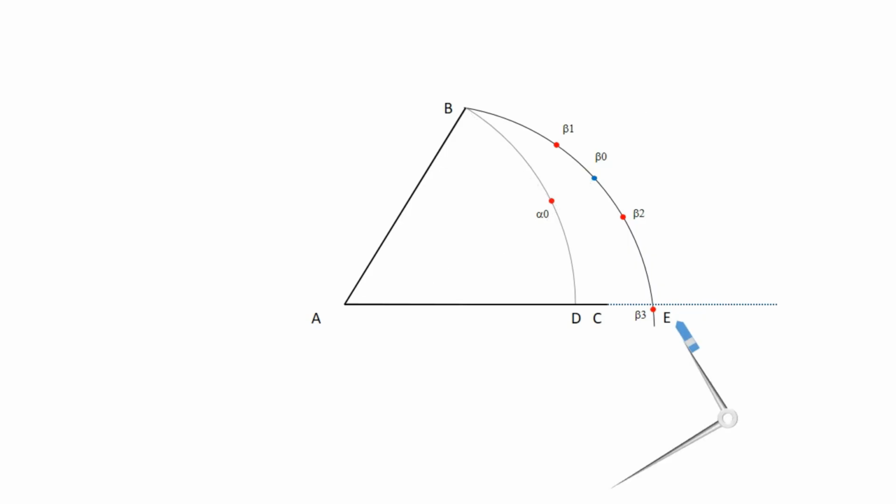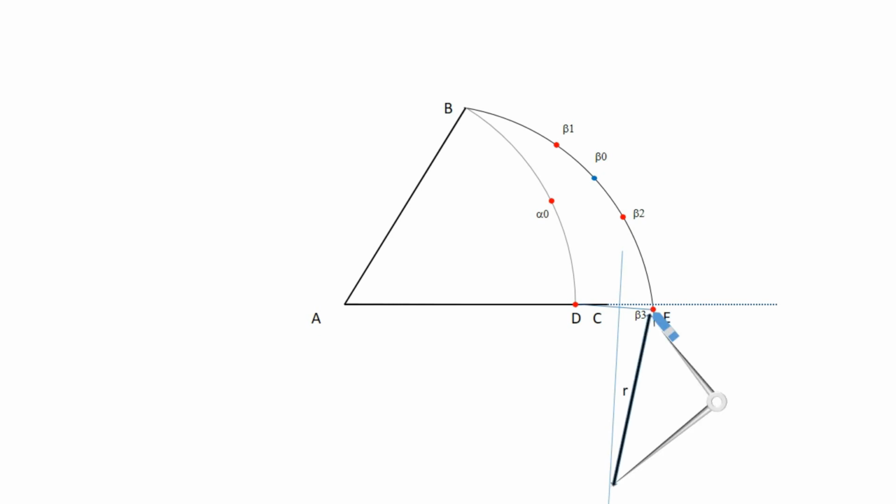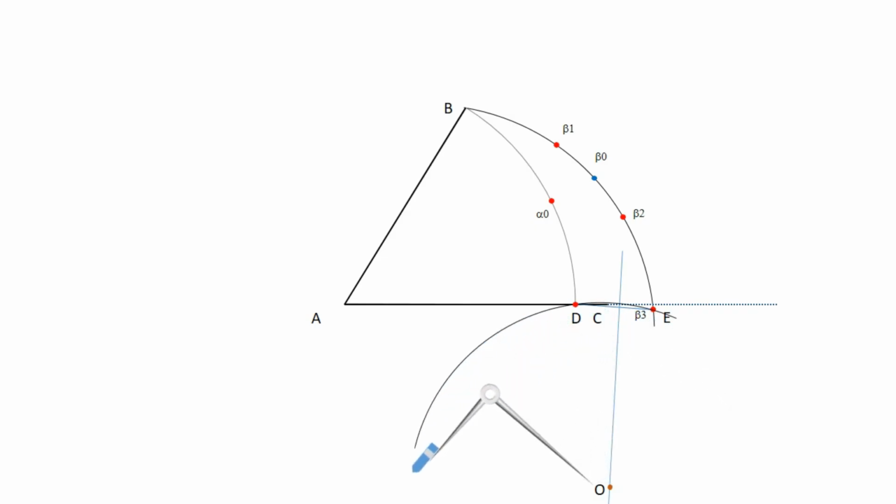We then draw an arc, taking a suitable radius R, through the points D and beta 3. For this, we draw a line from D to beta 3 and draw a perpendicular bisector to it. We then take the radius R on compass and mark the center O on the perpendicular bisector. After this, we draw the arc passing through D and beta 3.